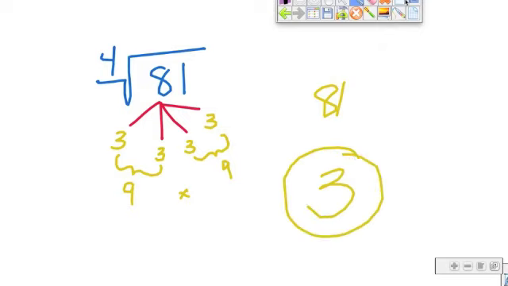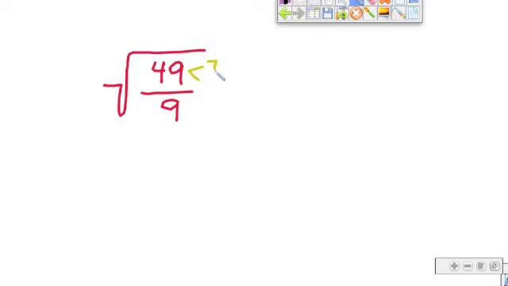Okay, what if we have a fraction? Fractions aren't any different. What if we had the square root of 49 over 9? So you're taking the square root of the top and the bottom. So on the top, 2 numbers would be 7 and 7. So this answer is going to be 7. 2 numbers down here to come up with 9 would be 3 and 3. So your denominator would be 3. And it's okay to leave it improper for these types of problems.